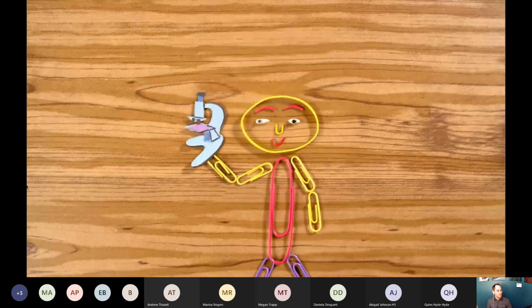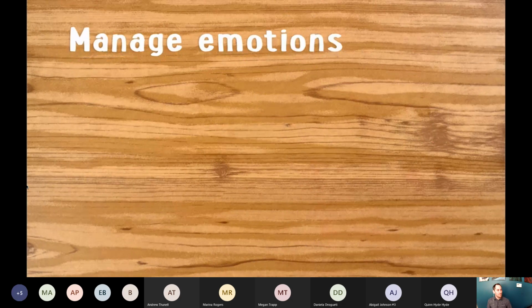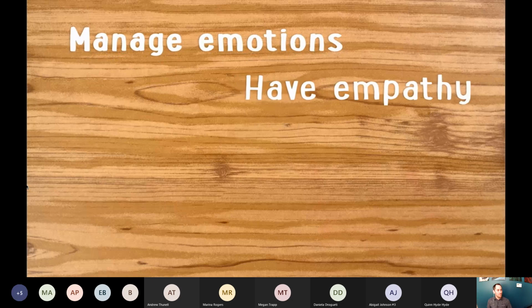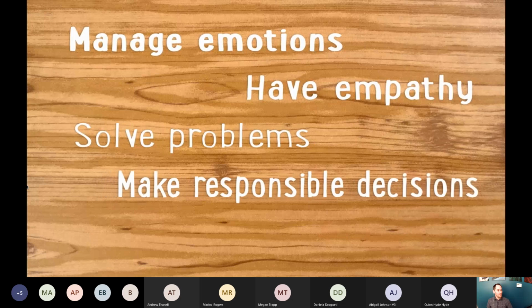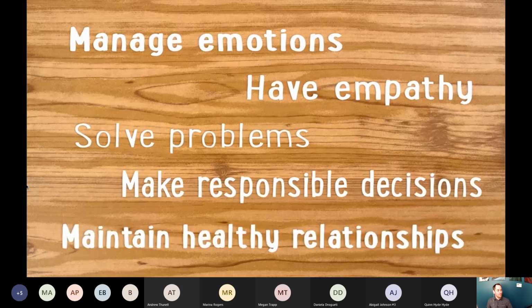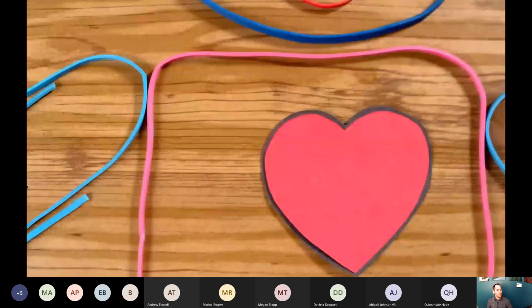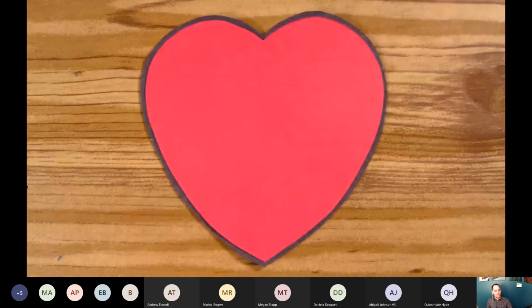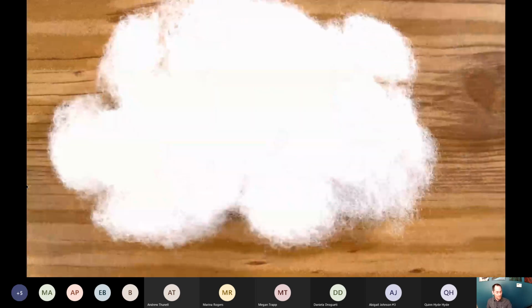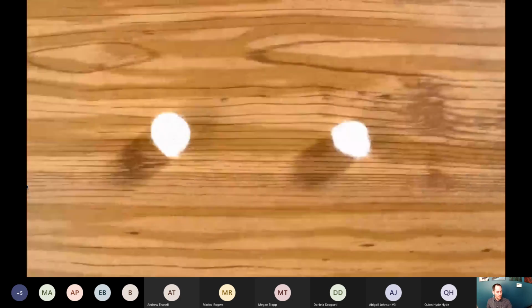Social emotional skills are essential for success in school, work, and life. With SEL, students learn to manage their own emotions and behaviors, have empathy and show care and concern for others, solve problems effectively, make responsible decisions, and maintain healthy relationships. Students learn to recognize what's happening inside them and to be aware of their emotions, which helps them deal with strong emotions and impulsive behaviors. It helps them stop, take a breath, and think about a situation before acting.